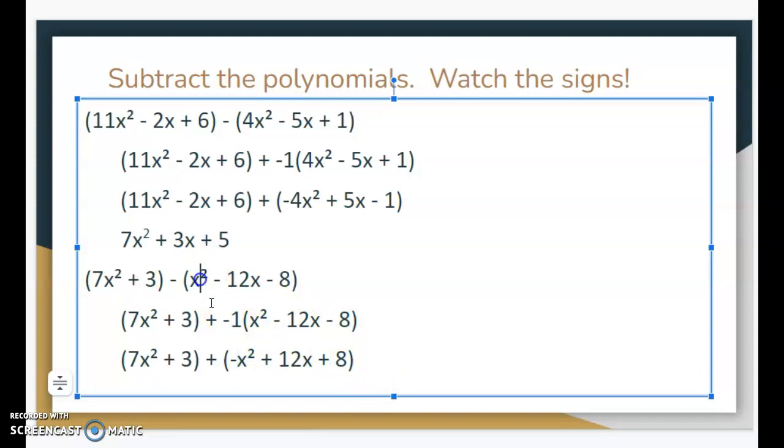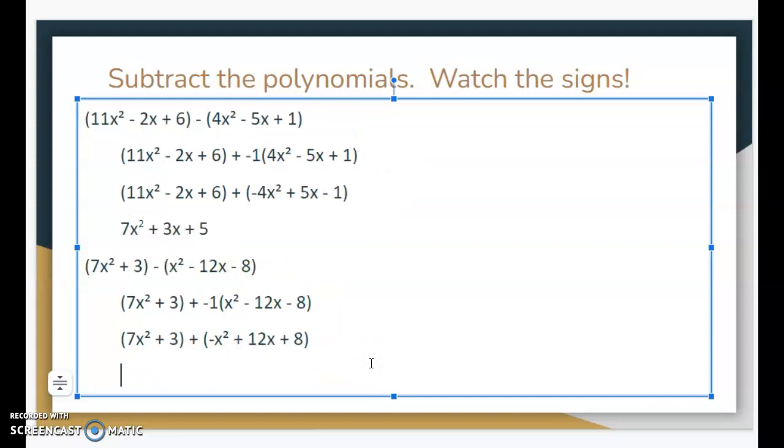So subtracting in the x squared, subtracting the negative 12x is adding 12x, subtracting the negative 8 is adding the 8. So 7x squared plus a negative 1x squared is 6x squared. And then there's a plus 12x that does not have another like term, and then a 3 plus an 8 is a plus 11.